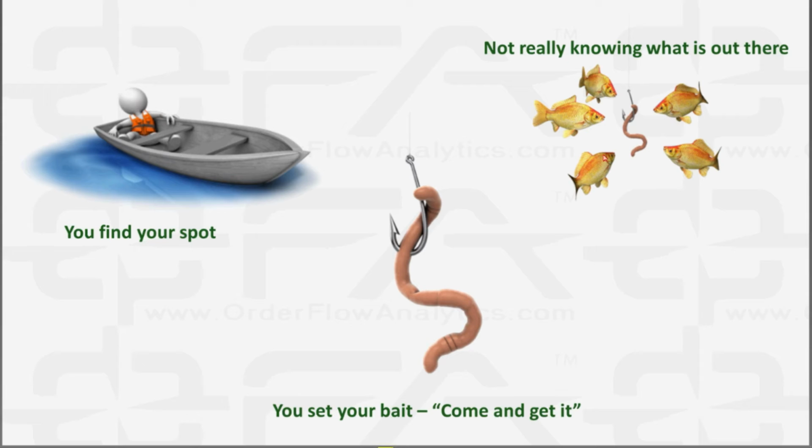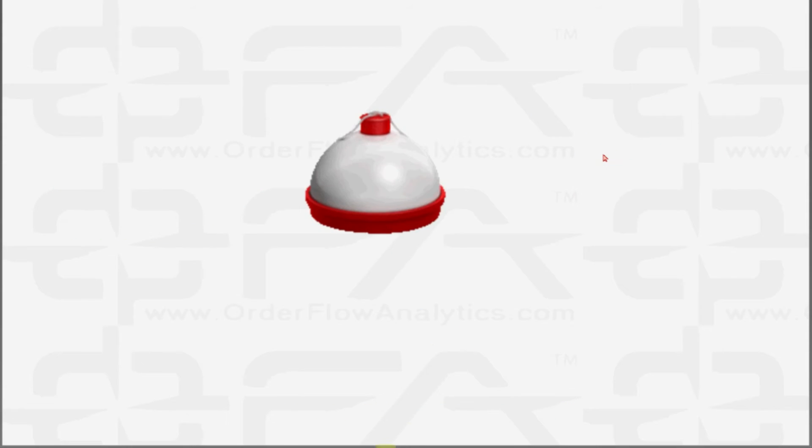You've done your work. You kind of think things are going to work here. But once you drop that line, you don't really know what you're going to get. You don't know what's going to bite. And if you get a bite, you don't know if it's going to be the fish you're looking for or if it's something small, et cetera, et cetera. You just don't know. So there's a sense of uncertainty there.